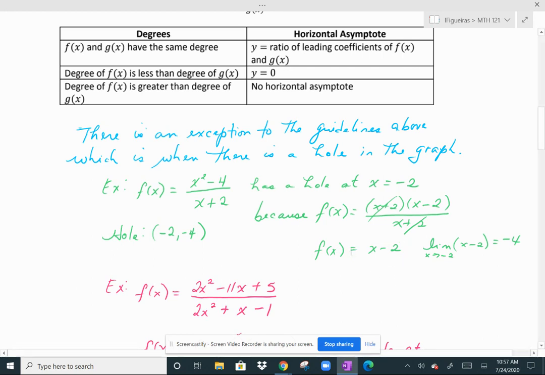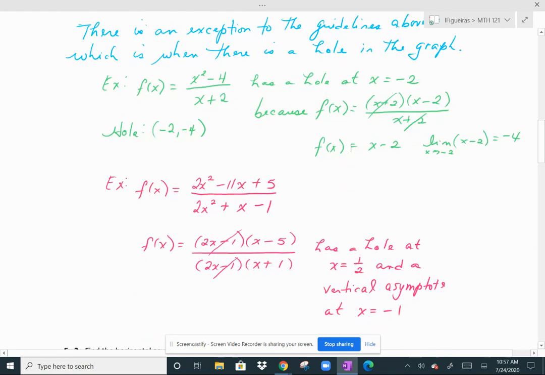All right, so let's look at another one that has a hole. Here, according to the guidelines above, I have the same degree in the numerator and the denominator. So if you followed those guidelines, you would say that you have a horizontal asymptote at this ratio 2 over 2, which is 1. But that's not actually true. So we're going to factor both of these. So they factor into what you see here below. And then you can see that they have a common factor of 2x minus 1, which cancel.